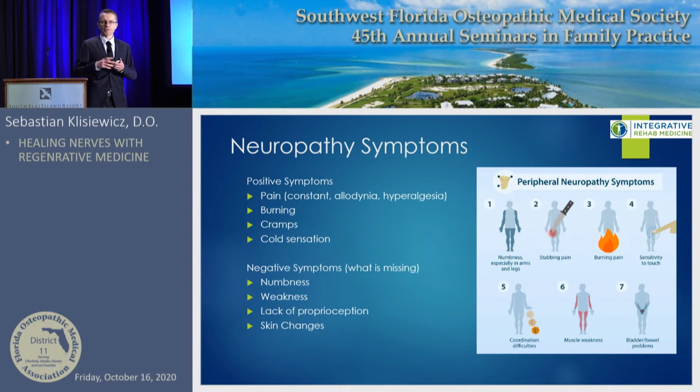And then you have the negative symptoms, which are, what are they lacking? So they usually have numbness, weakness, lack of proprioception. Very often I see people who have poor balance, they can't walk very well because they don't really feel their toes on the floor, and their toes are not connected to their leg, to their knee, to their head. And there's that proprioception deficit. And then there's usually some skin trophic changes as well.